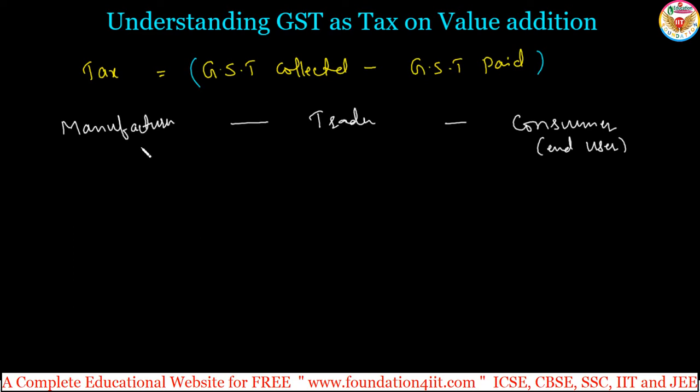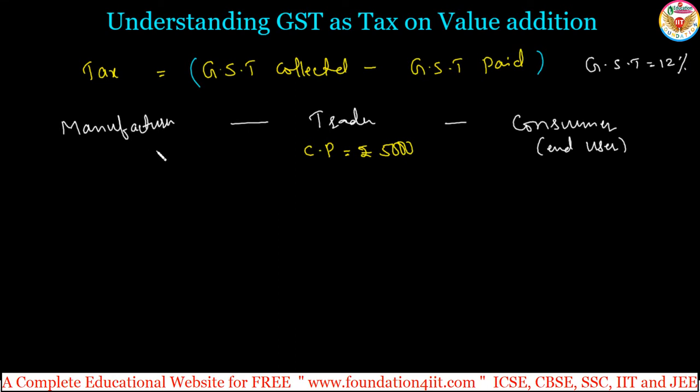The manufacturer made one item and sold it to the trader for, say, rupees 5,000. That means the manufacturer's selling price is equal to the trader's cost price. So he purchased one item for 5,000, and let's say GST will be 12%. On this total transaction, I'm taking GST as 12%.